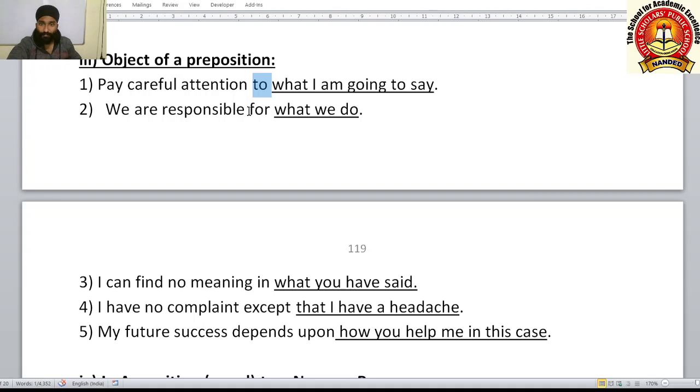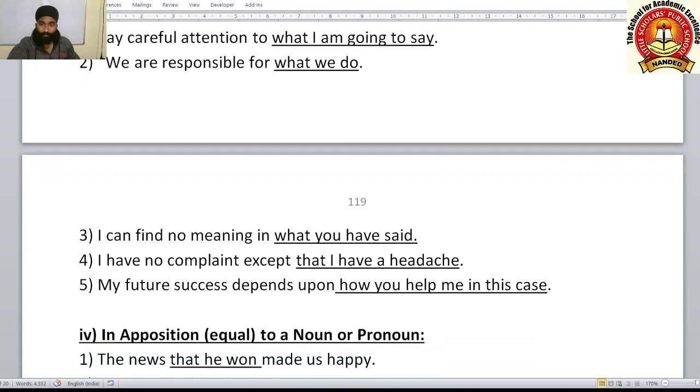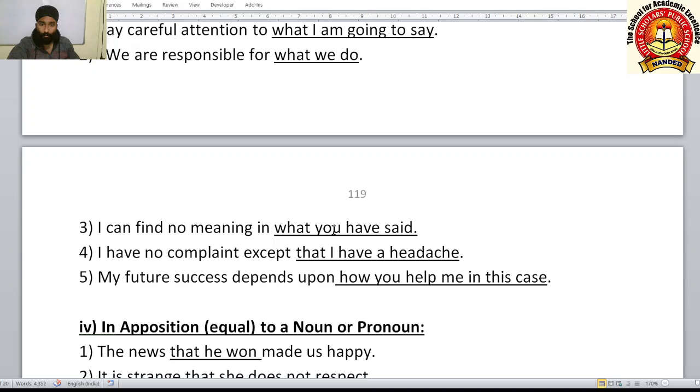We are responsible for what we do. What we do is the object of this preposition for. Here this clause is the object of this preposition to. So these are acting as noun clauses. Again, I can find no meaning in what you have said. So what you have said is the object of this preposition in. This is why it is acting as a noun clause, object of the preposition. I can find no meaning in what you have said.